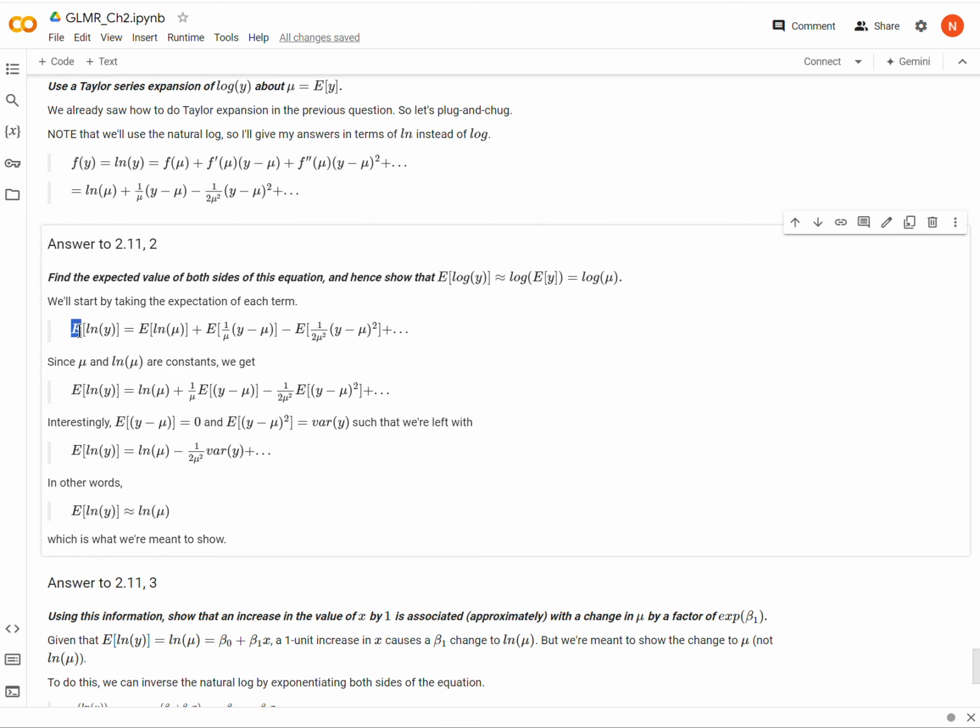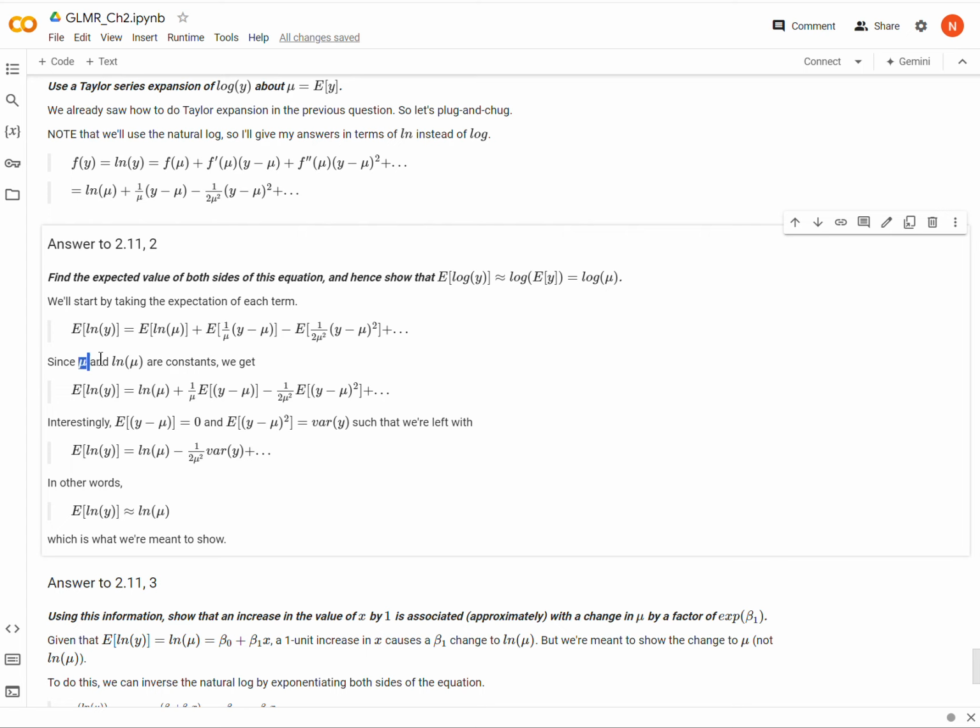So we have the expected value of the natural log of y, right? That's this part right here. Okay, and then I'm just going to take the expectation of each term in my Taylor polynomial. I could take the expectation of the whole thing and then break it out into the individual expectations, but I'm just skipping a step a little bit. So I have the expectation of the natural log of mu plus the expectation of 1 over mu and so on. You can kind of see that for yourself there.